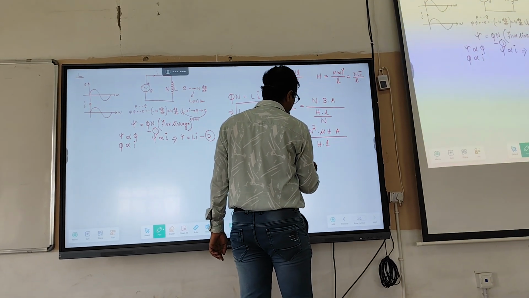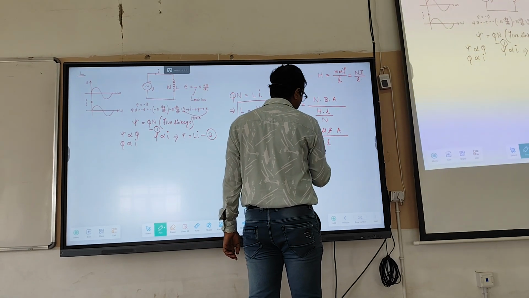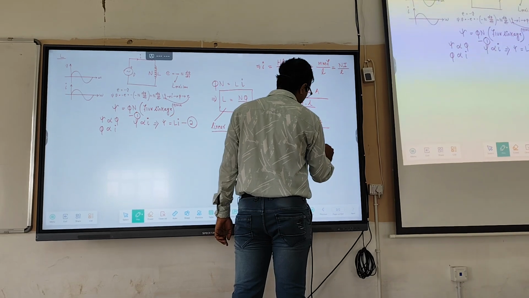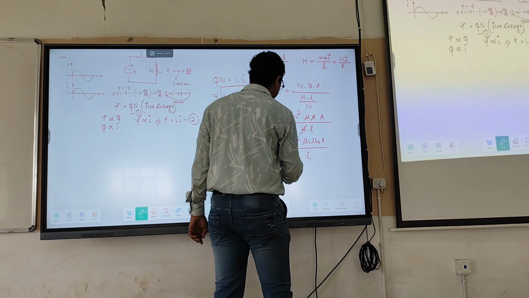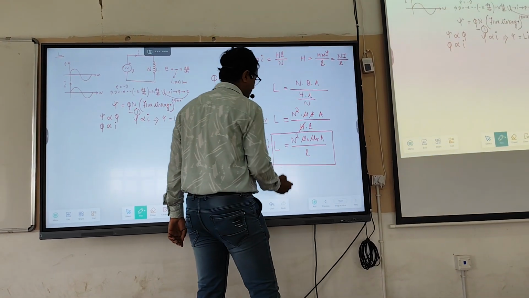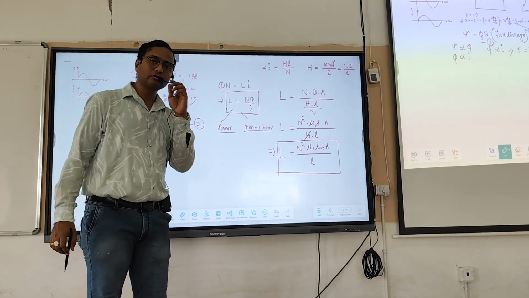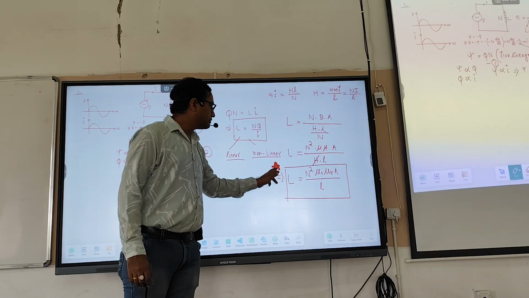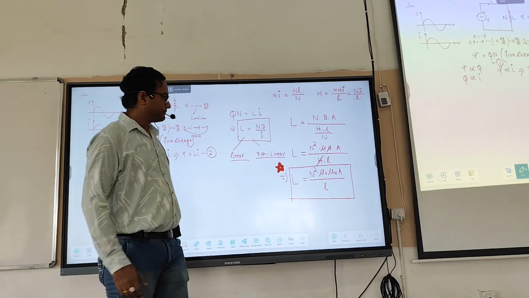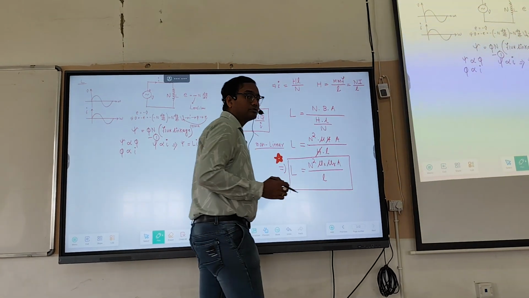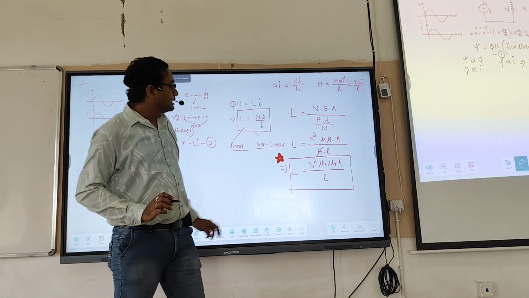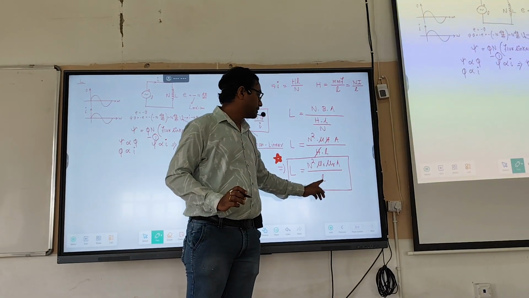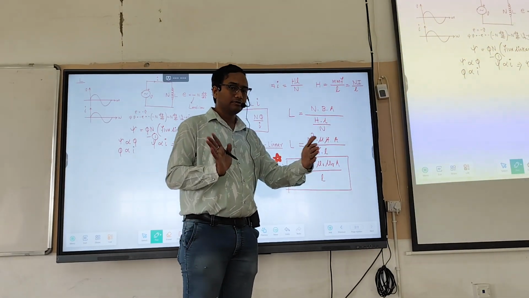So H will be cancelled. How can we write mu? Mu is mu naught mu r. So L is equal to N square mu naught mu r A divided by l. This is another formula of inductor. These two formulas are important for your curriculum. Many questions came from these formulas. Here mu naught is absolute permeability, mu r is relative permeability, A is area of cross section of the core where winding is drawn, and l is length of the core.